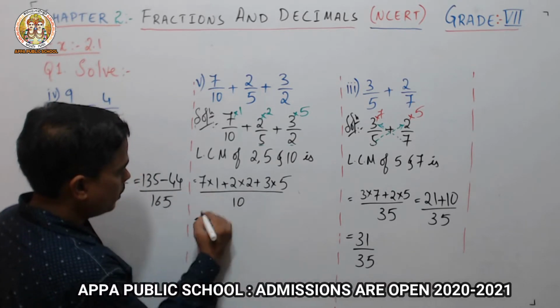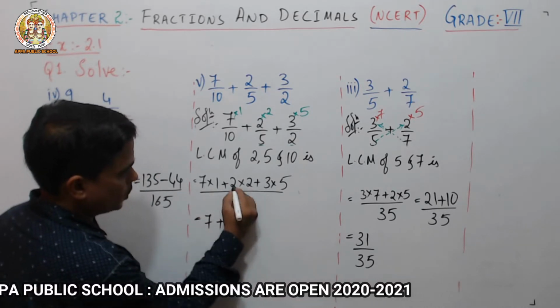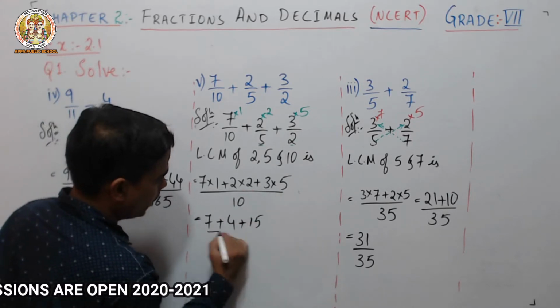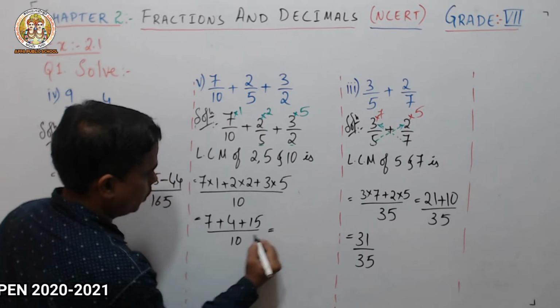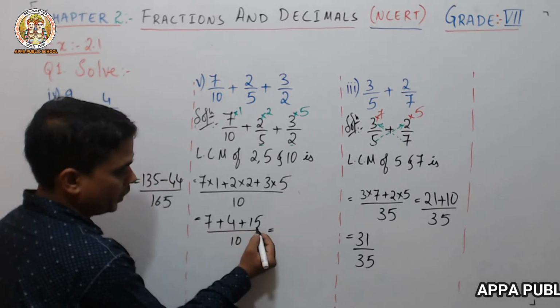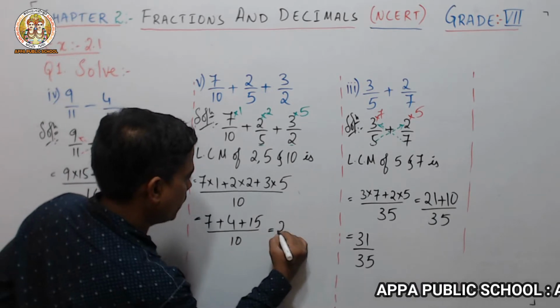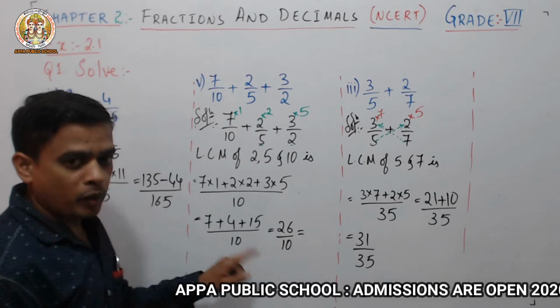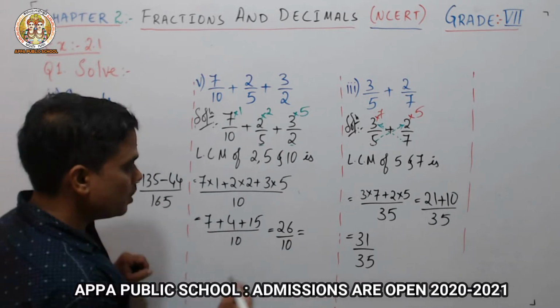Once again I will simplify. 7 1s are 7 plus 2 2s are 4 plus 5 3s are 15 divided by 10. That is equal to, how much will it be? 7 plus 4 is 11. 11 plus 15 is 26 divided by 10. Now once again this is an improper fraction. Convert it into a mixed fraction. So how much will it be?